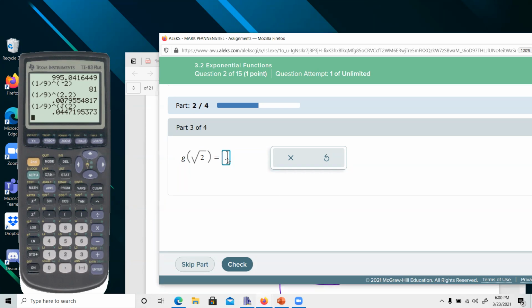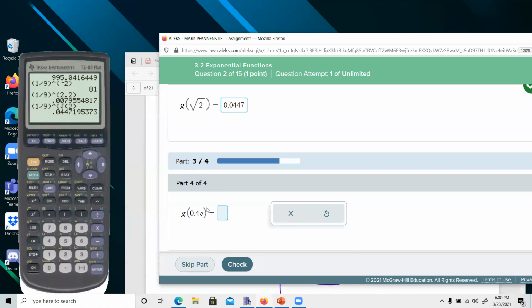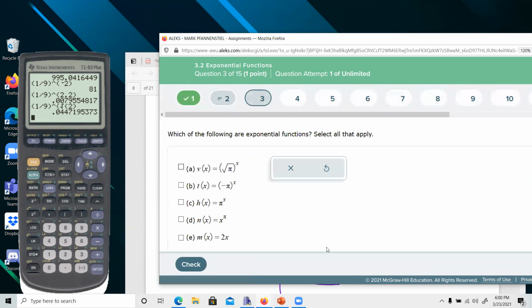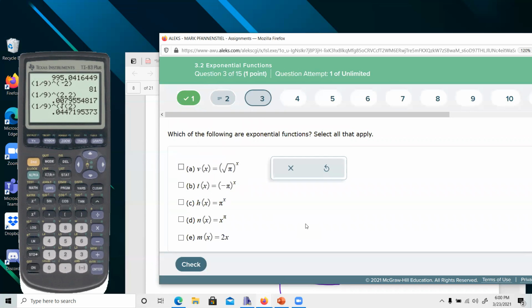Okay, so 0.0447. All right. Oh, we're not ready for that yet. All right, I'm going to keep going. We'll get to the story behind this one, but we're not ready for that one just yet. All right, so we'll come back to that one.